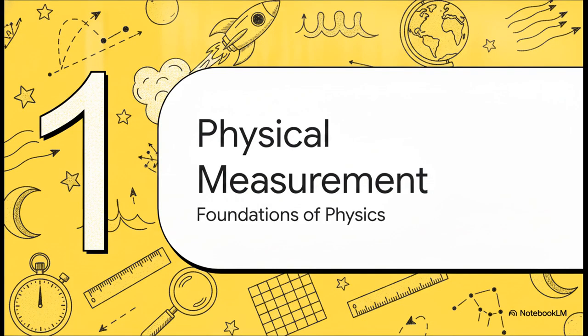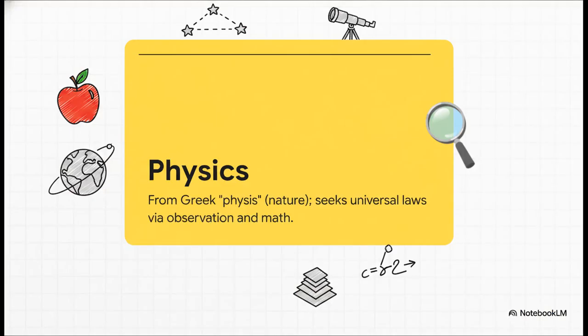All right, Section 1, Foundations of Physical Measurement. To really get what we're doing here, we've got to look at the historical origins of our terminology. The word physics itself actually comes from the Greek word physis, which literally just means nature. And that's our foundational goal, right? We're looking for those universal laws that apply to the whole shebang, from a falling apple to a massive planetary orbit. We achieve this through careful observation, experimentation, and some pretty heavy-duty mathematical reasoning.